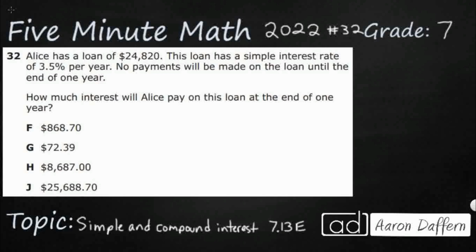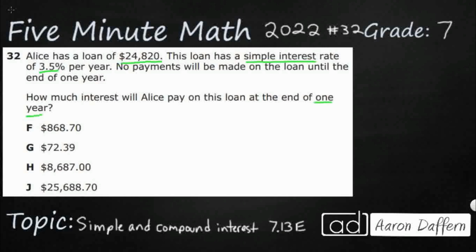So Alice has got a loan here of $24,820. Simple interest. That's going to be important because that's going to affect which formula we use. And we've got 3.5%. So no payments will be made on the loan until the end of 1 year. How much interest will she pay at the end of 1 year?